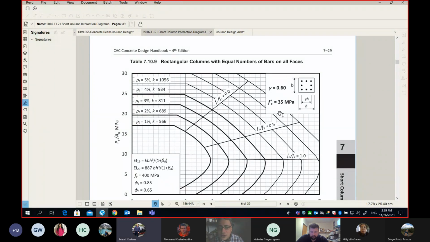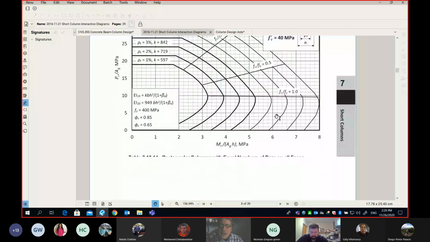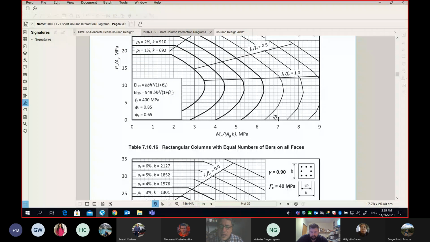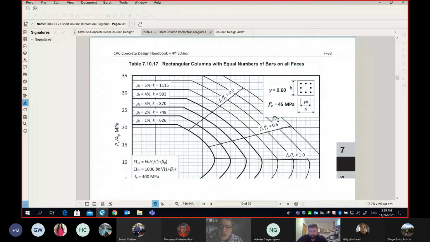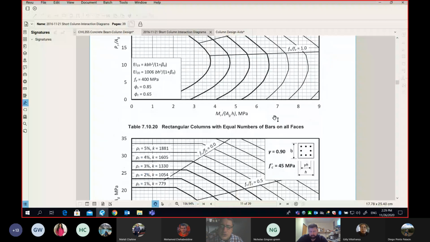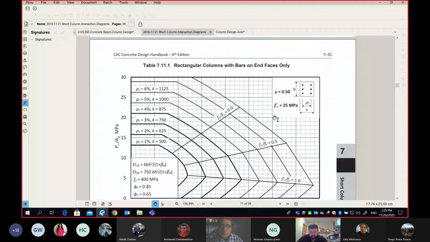F prime C. 35, and we have 4 of them. And then we have 40, and we have 4 of them, with a different value for gamma. And then we have what? We have 45, I guess. We have 45, 4 of them. Like gamma is equal to 0.6 and 0.7 and 0.8 and 0.9. What else? We have here.